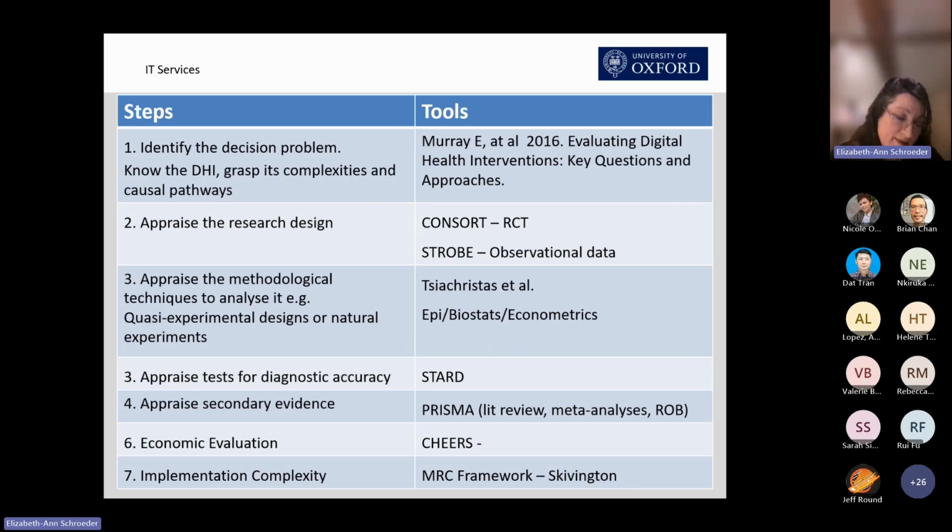We can then explore the methodology of the research design and appraisal itself, according to standard validated instruments. This might include CONSORT for RCTs, STROBE for observational studies, causal inference approaches to policy design, such as quasi-experimental designs or natural experiments, STARD for diagnostic accuracy, and equally to apply rigor for secondary evidence appraisal, such as using PRISMA formats or ROBINS for evidence quality.